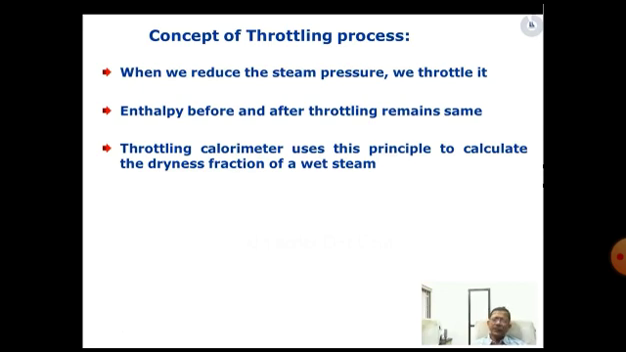Because the temperature of the wet steam doesn't tell us much. It is always the saturated temperature, whether the dryness fraction is 0.9999 or 0.0001. The temperature is always the saturated temperature. So what we do, we use a throttling calorimeter and we throttle this wet steam to a lower pressure.